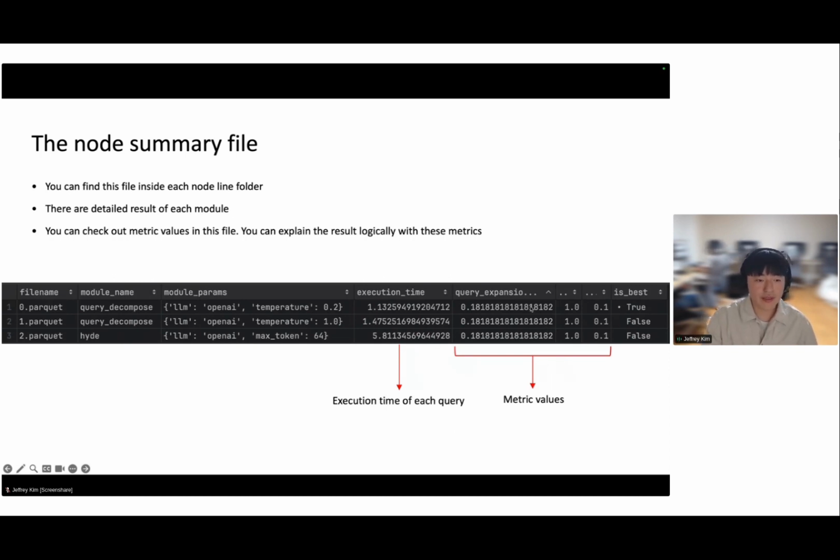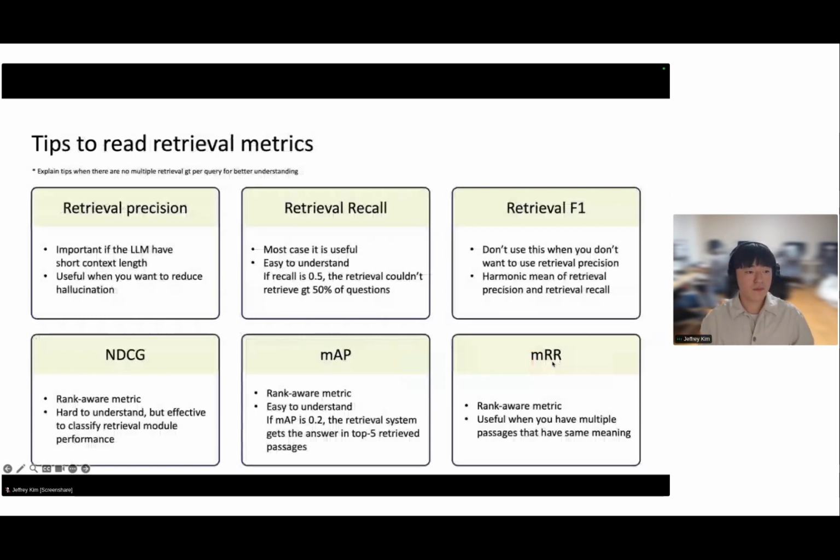So you can check out the metric values, and you can explain the result, why this module and why these module parameters are great. You can explain the result logically with these metrics. So I want to talk about tips to read retrieval metrics and generation metrics, because there are many metrics in our AutoRAG. So I think you may find it hard if you don't know about these metrics. So I want to explain them.